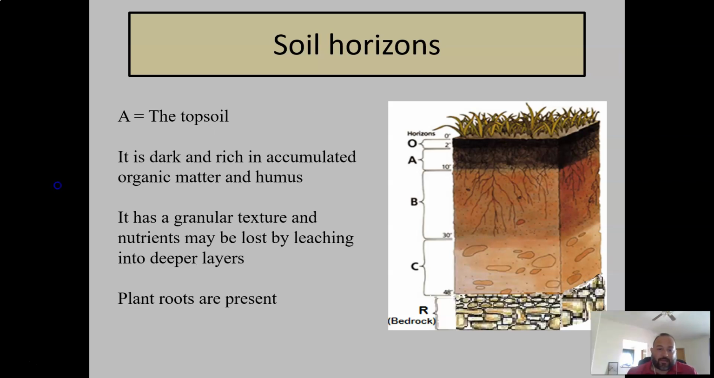For the topsoil, this is where you're going to see a lot of plant roots, about 6 to 8 inches. If it's got a lot of organic matter, it's going to be a dark colored soil, and the darker the soil, the more organic matter it has in it, and it usually has a granular texture.